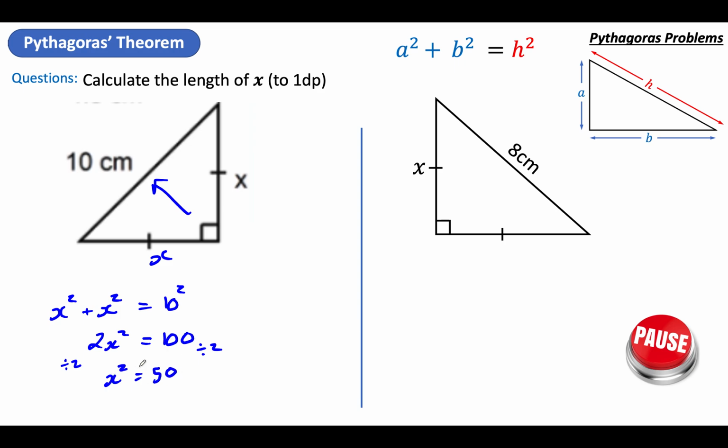And look what I got. X squared is 50. Well, if I just want to know what x is, I'm going to have to do a square root, aren't I? Square root the 50, which would be 5 root 2, which is 7.1 to 1 decimal place. Centimeters to 1 dp. Yeah. Okay, try the same thing on this one. Pause the video, unpause when you're done.